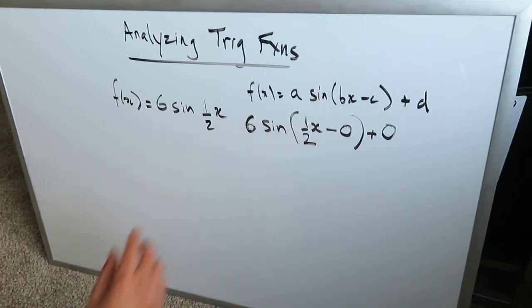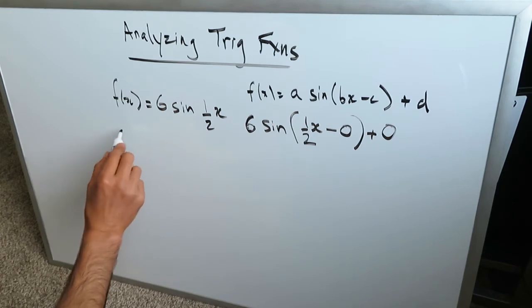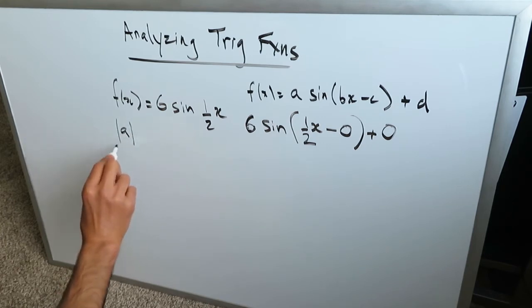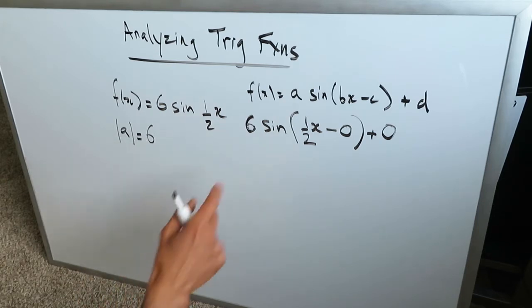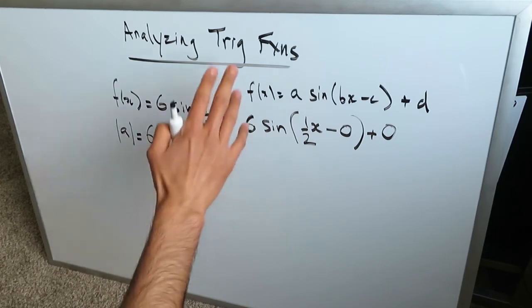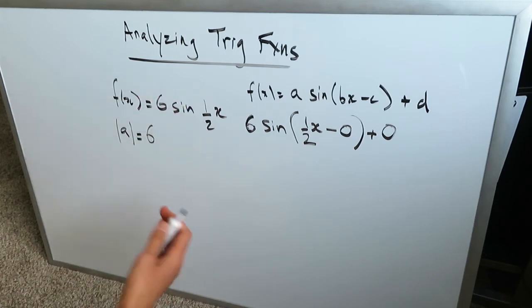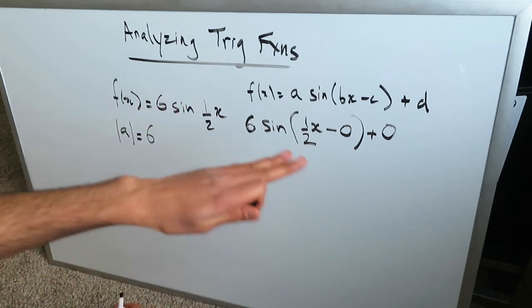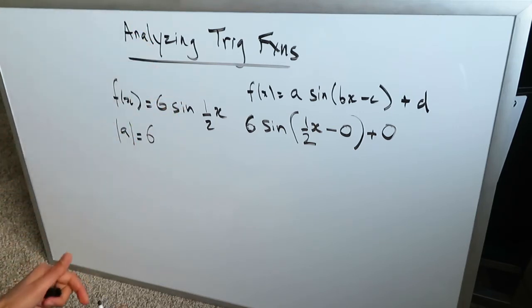So let's analyze this specific example. Amplitude A. My amplitude over here, and you can write absolute value of A, should always be positive, is 6. This specific sine function will have an amplitude of 6. It'll go as high as 6. It'll go as low as minus 6. About the x-axis, which represents a 0 value, it'll go 6 up and it'll go 6 down.